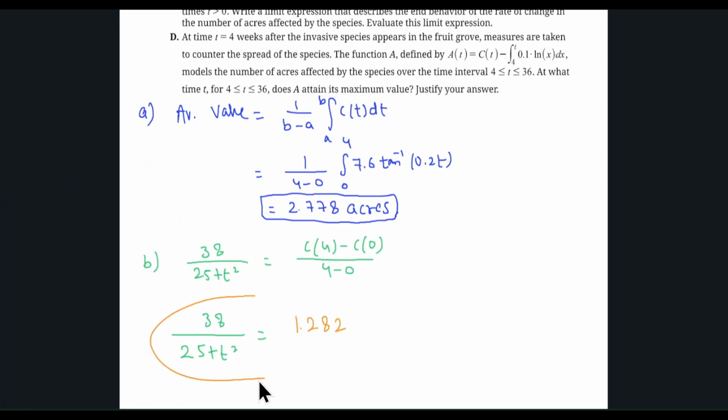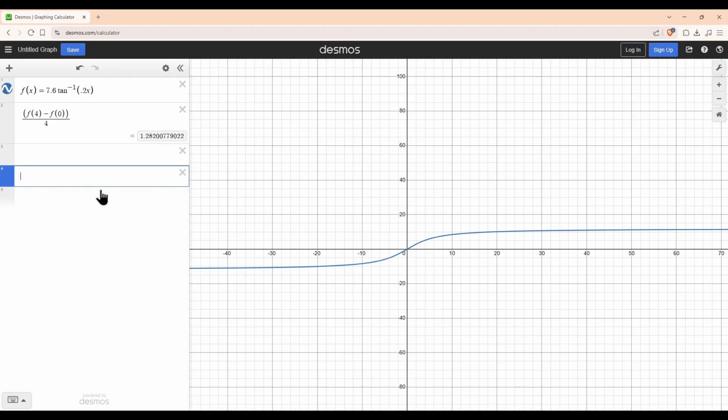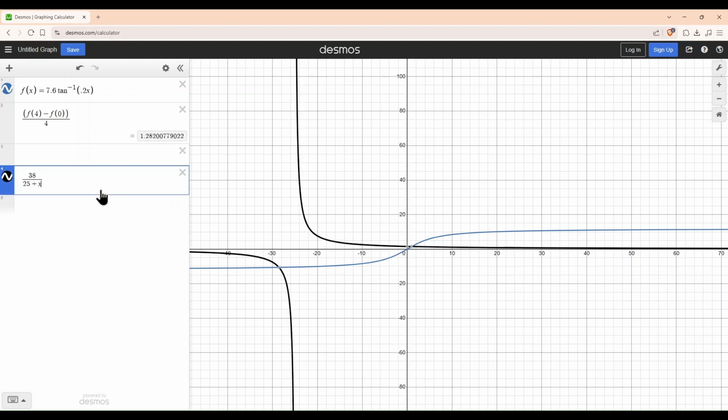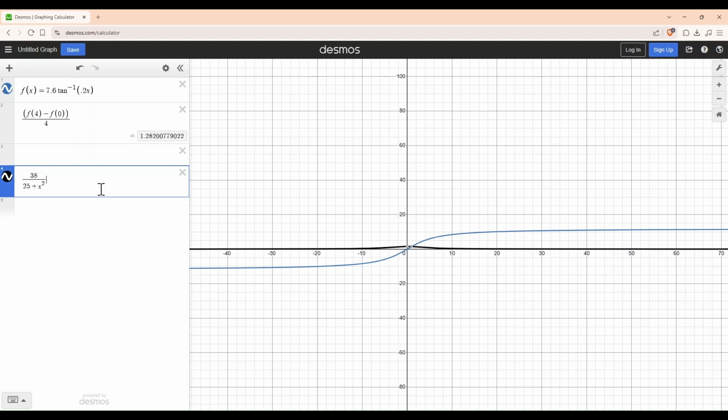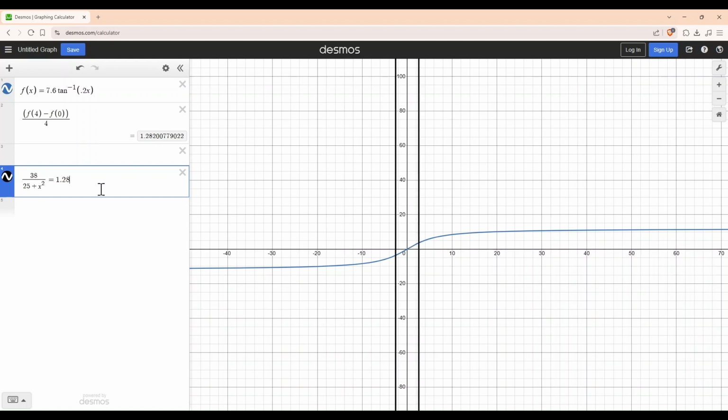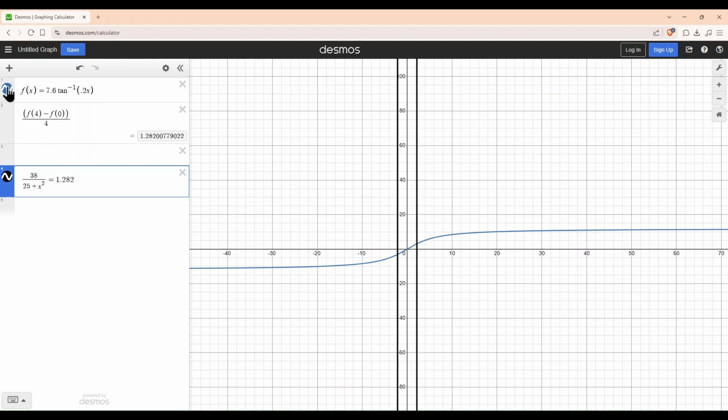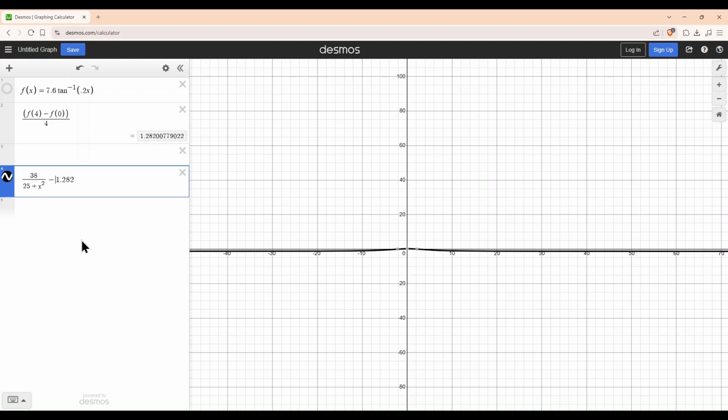1.282, and now I'm going to solve this again using Desmos. Remember to put an expression rather than an equation. So I want 38 over 25 plus x squared is equal to 1.282. I don't want to see this. Why am I saying an expression? Because otherwise you will get vertical lines. Rather, bring 1.282 to the left and it will become negative, and now you're looking for x-intercepts.